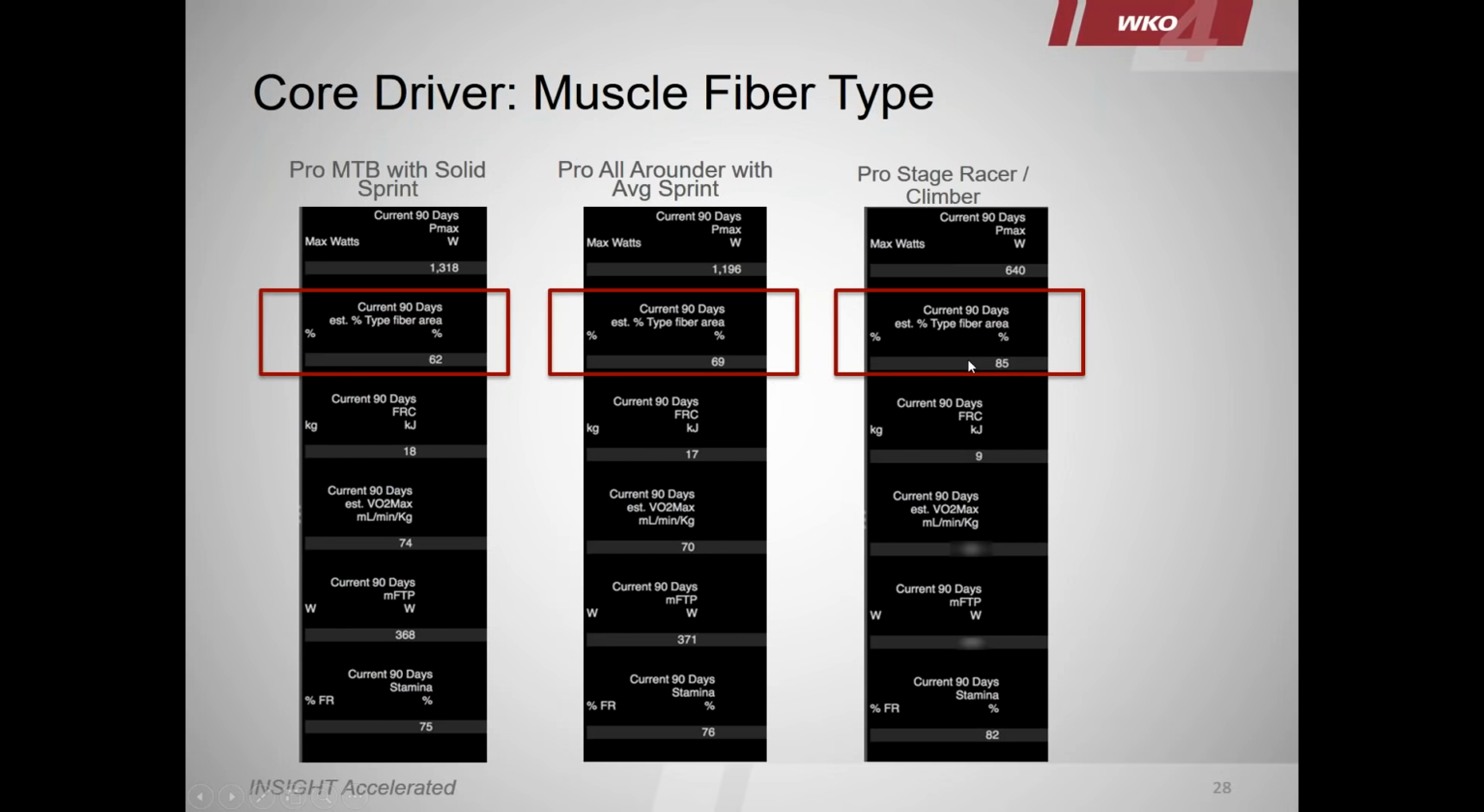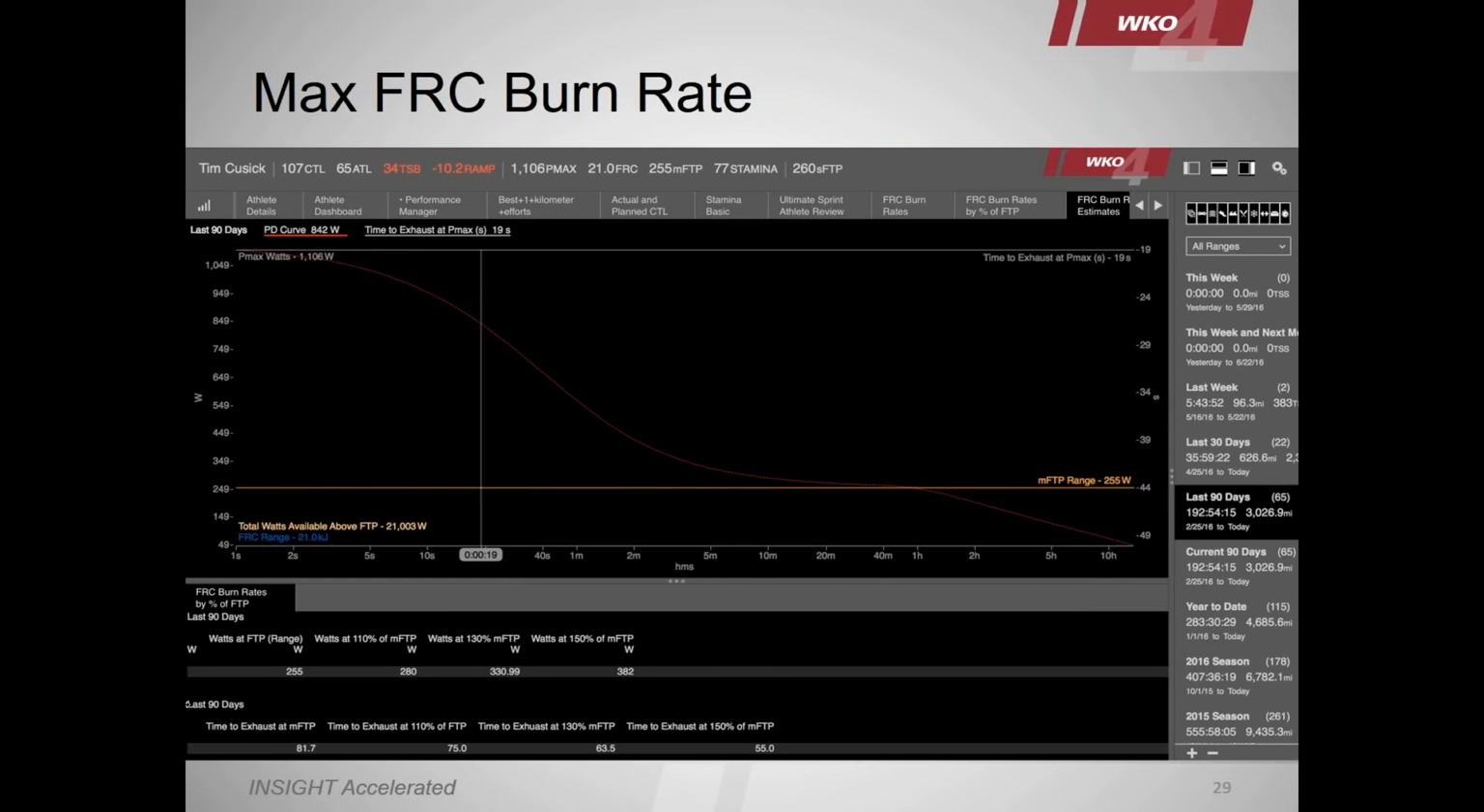I think I have a sample of that coming up. Now you're back to burn rates. This report is called FRC Burn Rates. It should be in your chart library. This is an estimate and a construct, but it does take that same idea. If there's a maximum and there's a range, we have the ability to see time to exhaustion at MFTP at 110%, at 130%. Basically, filling in the range should give us insight into the number of seconds, the duration, that an athlete can maintain that. So that's a pretty good report, but also know it's an estimate.